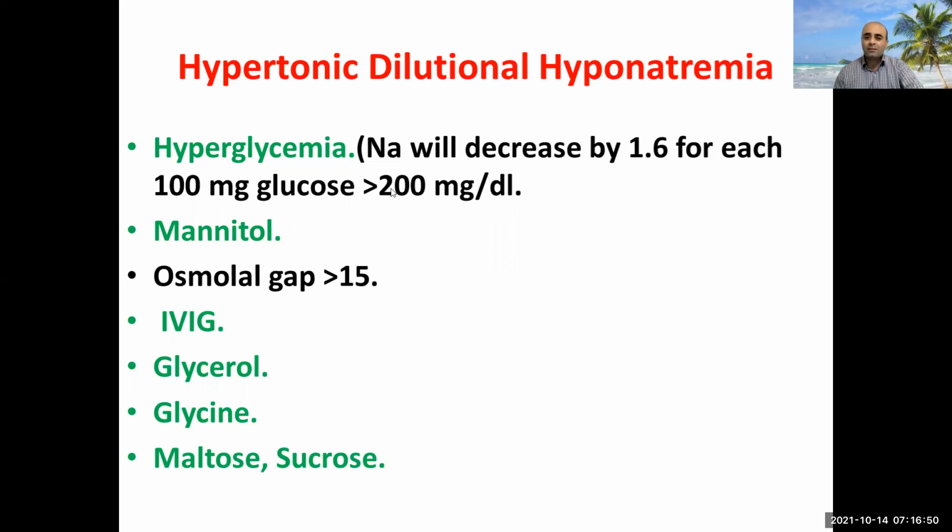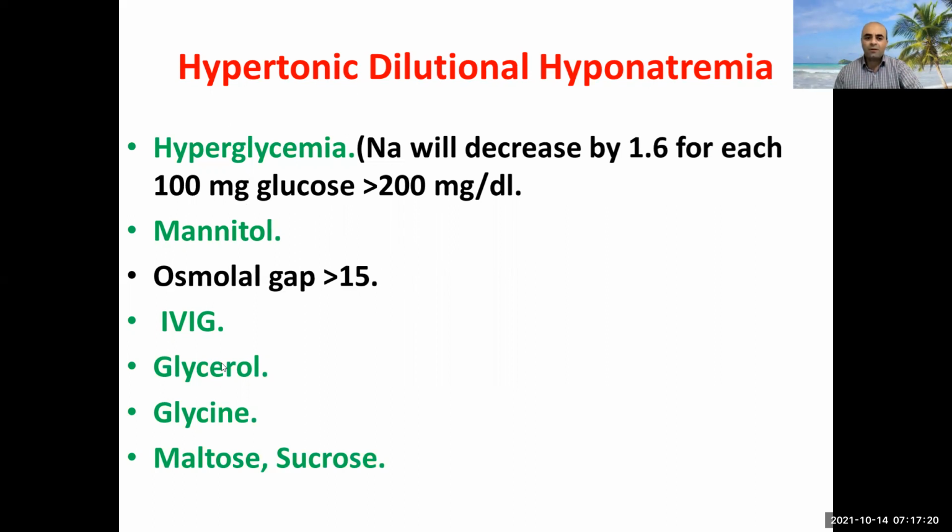If your baseline is 200, for any increase of 100 above this 200, you should decrease your sodium by 1.622. Another example of hypertonic dilutional hyponatremia is a patient using mannitol, especially a neurosurgery patient or an ICU patient, and the osmolar gap. This osmolar gap is the difference between the measured and calculated osmolarity, and we found this to be more than 15.